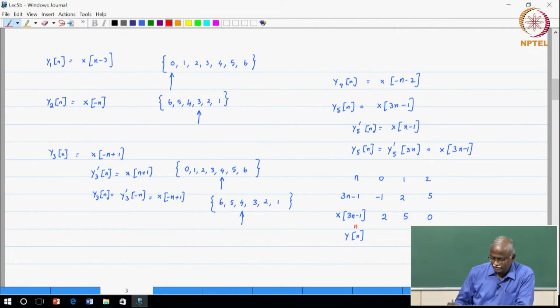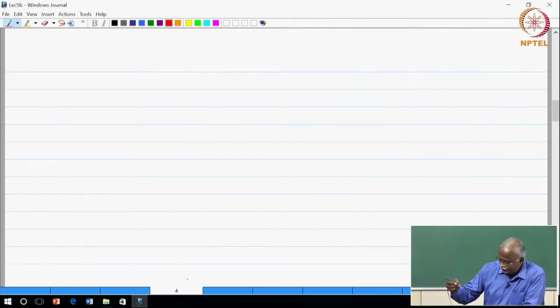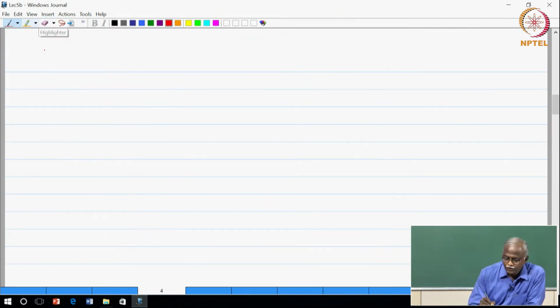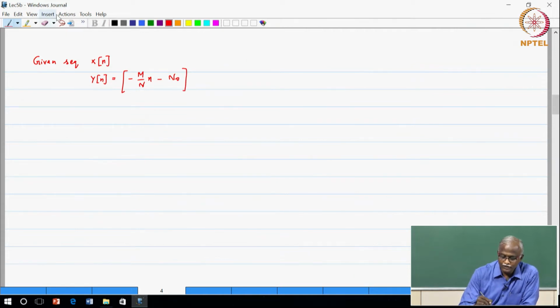Now, I am assuming that these are fairly rudimentary examples which you are quite comfortable with. What I would like to do is just mention, and we will come back to look at several examples both in the class and in the tutorials. So, this is the general case. If I am given a sequence x of n and I am required to obtain y of n equal to x of minus m by n times n minus n naught.